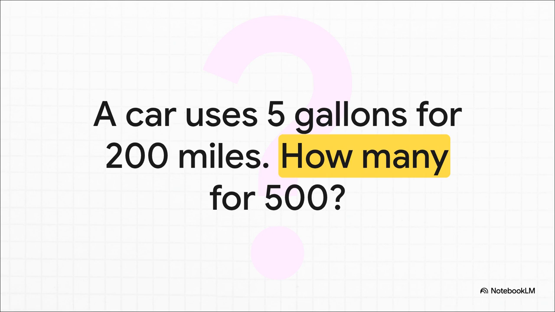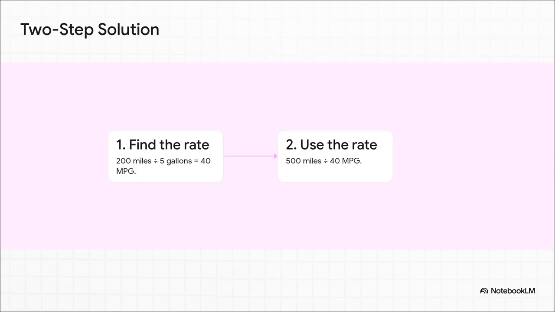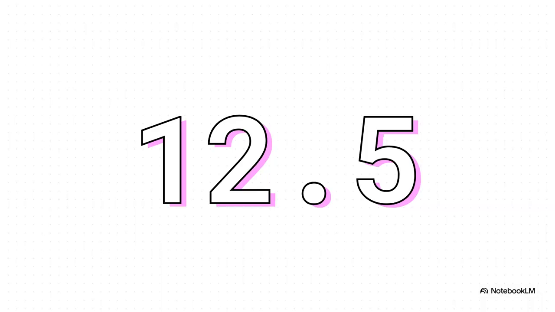All right, let's try a little road trip puzzle. Your car used 5 gallons of gas to go 200 miles, and you still have 500 miles to go. So how many gallons are you going to need? First things first, we find the rate. So 200 miles divided by 5 gallons gets us 40 miles per gallon. Now we just use that rate for the rest of the trip. So 500 miles divided by 40 miles per gallon means you'll need exactly 12.5 gallons. Bam! You just used a rate to plan out your journey.